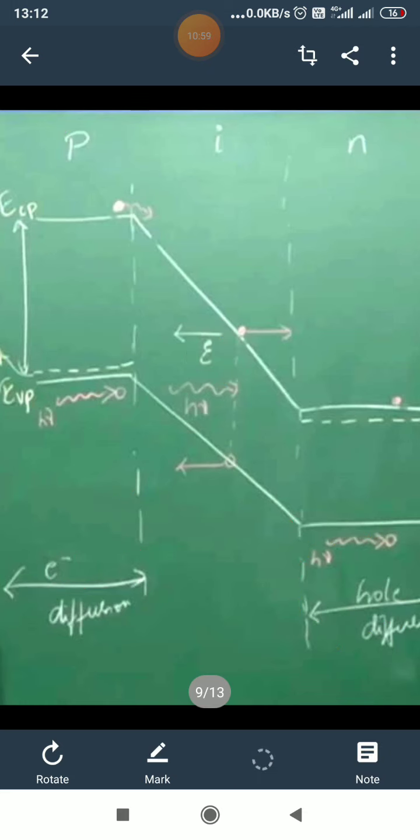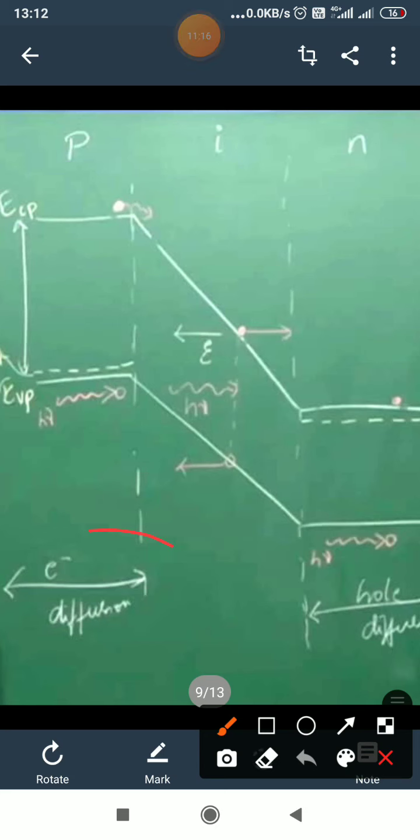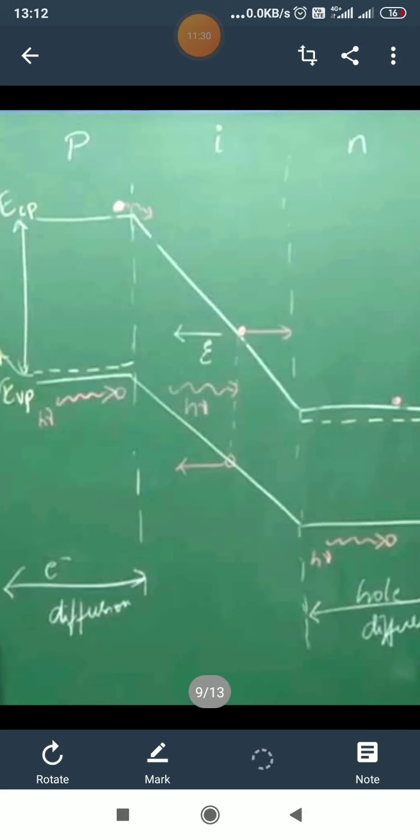So when light falls on the particular P region or N region, EHPs are generated and they move around. Because of the electric field, if it is an electron, it will come back to the N region, and if it is a hole, it will come back to the P region, so they are coming back to their original region. This process occurring in the P region is electron diffusion, and the hole that moves around and goes back to the P region, that process we call hole diffusion, which takes place in the N region. So this is about the P and N region.